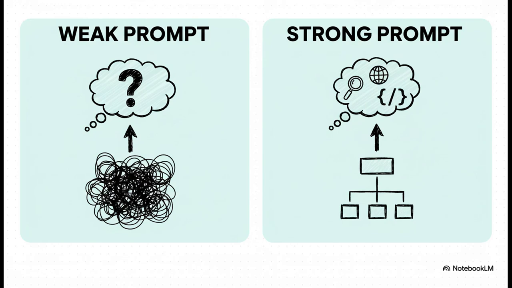Now, the other half of the puzzle is the prompt itself. The quality of what you get out is 100% tied to the quality of what you put in. I mean, just look at the difference here. "Give me some ideas." That's vague. You're going to get vague results. But the strong prompt, it's specific. It gives context, and it defines the exact structure for the output. The results you get back are just worlds apart.